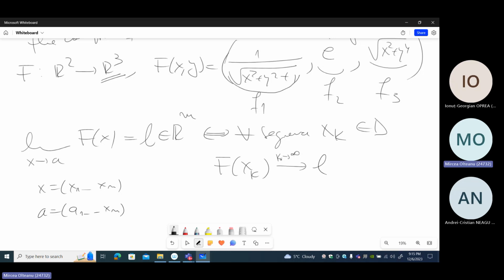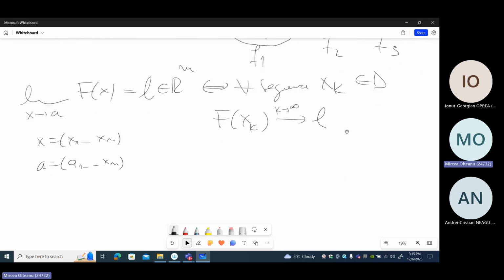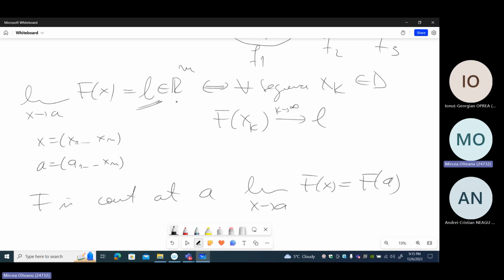Okay. And we also have continuity, what it means for a function to be continuous. f is continuous at the point a if the limit at a of f equals the value of f at a. If it satisfies this condition at every point, then we say that f is simply continuous. It means continuous at every point. We shall work only with continuous functions.